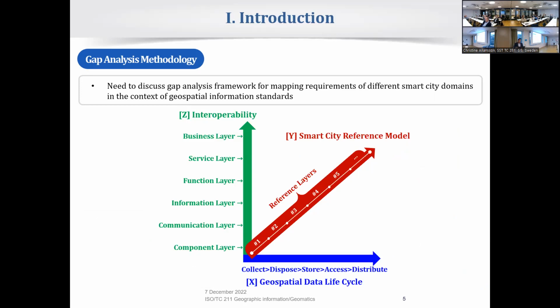So the framework that I am proposing is to use this three-dimensional axis, with the x-axis for the geospatial data lifecycle, and the z-axis for interoperability levels. Then the y-axis, horizontal, is another axis for the actual smart city reference model layers. So I'll go through those one by one.